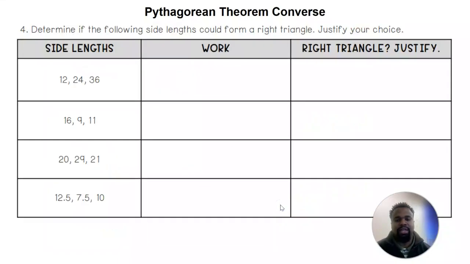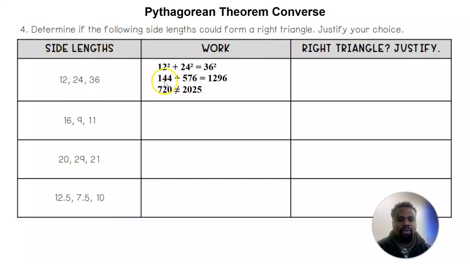Now, look at the same thing for this. This is similar to what we just looked at. The only difference is only the side lengths are given. We don't have a picture of a triangle, but we still can identify what would be the hypotenuse. If you look at the side lengths, 36 is the biggest number, so that will represent the hypotenuse. So we want to do 12 squared plus 24 squared and see if that equals 36 squared.